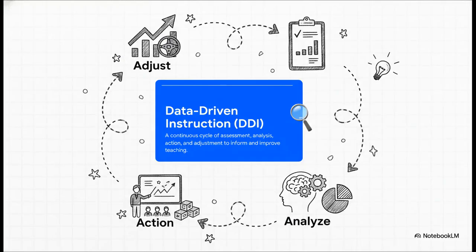So you hear this term all the time, right? Data-driven instruction, or DDI. What does it actually mean? Well, it's not just a buzzword. Think of it as a constant loop, a cycle that never really stops. You assess to see where your students are. You analyze that info to figure out what it's telling you. You take action based on that analysis, and then you adjust your teaching. It's this powerful feedback loop that just keeps making things better.